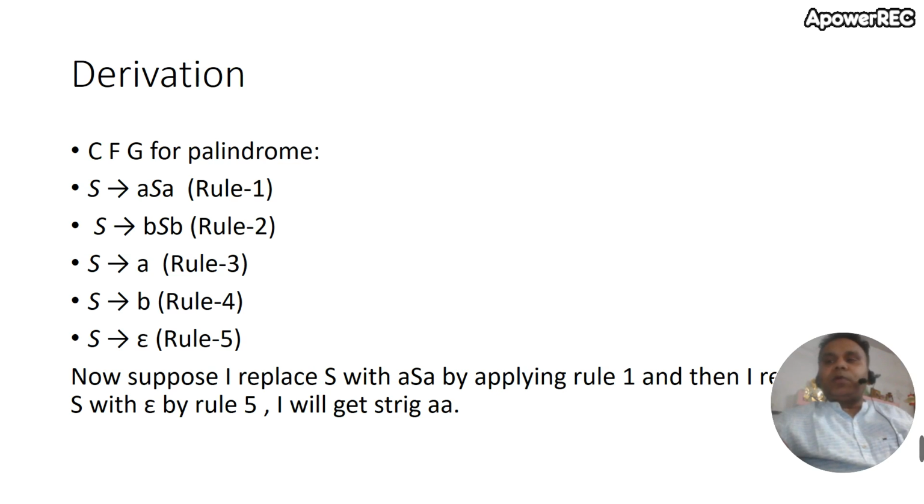P is the set of production. So what are the productions? These 5 rules are the productions. S is the start symbol, which is S in this grammar also.